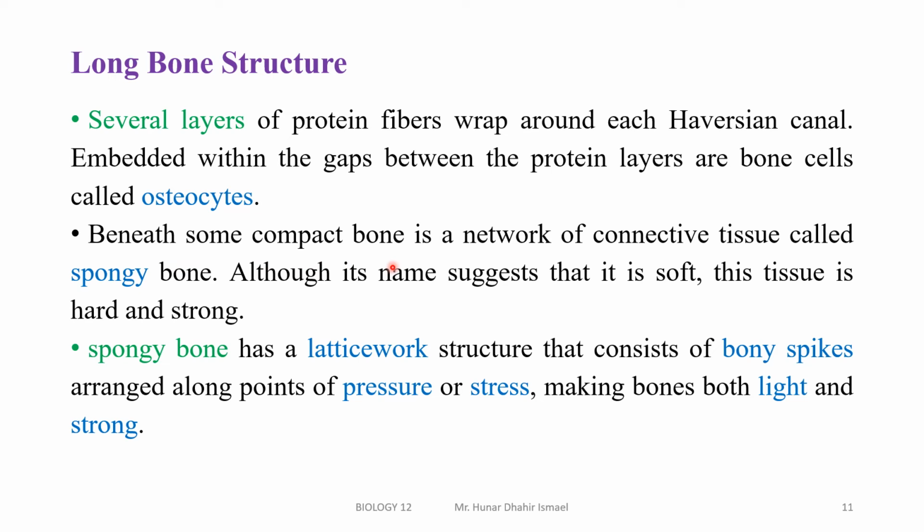Beneath some compact bone is a network of connective tissue called what? Spongy bone. So spongy bone is connective tissue. Although its name suggests that it is soft, this tissue is hard and strong. Spongy bone has a latticework structure that consists of bony spikes arranged along points of pressure or stress, making bones both light and strong.